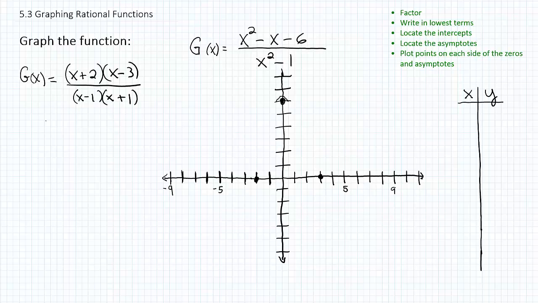First asymptote we're going to look at is the vertical asymptotes. Those will occur when the denominator is equal to 0, so x minus 1 is equal to 0, and x plus 1 equals 0. So that'll be x is equal to 1, and x is equal to negative 1.